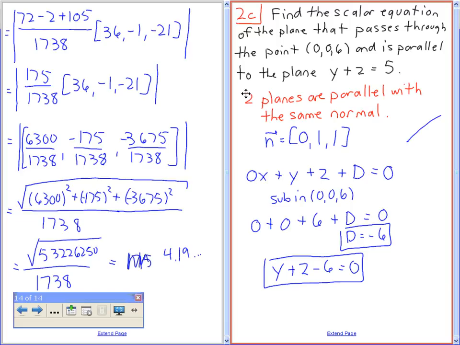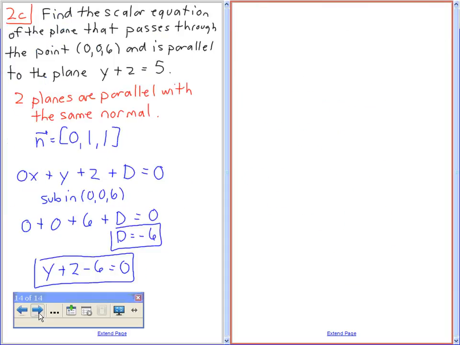Then what is the line? The line, there's no scalar with the line. There's only the vector form of the line in 3 dimensions. This is 3 dimensions, right? There is no scalar equation of a line in 3 dimensions. That's a fact.